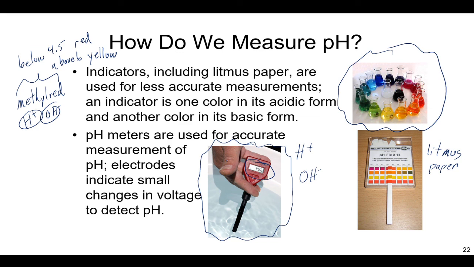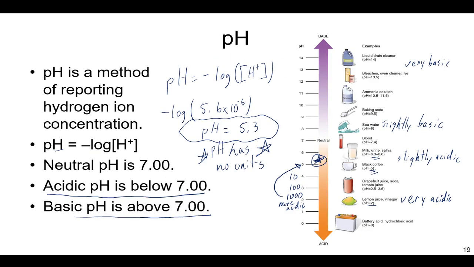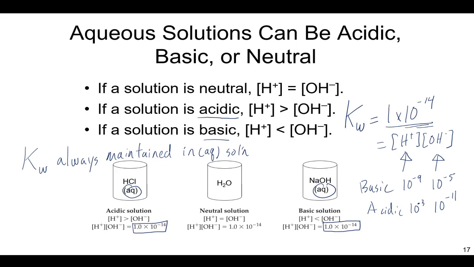Okay, so that's a background of what pH is, how we measure it, the relationship between pH and pOH, okay, and then general acids, bases, and neutral solutions overall. In future lectures, we'll get into strong acids and strong bases and start to differentiate them from weak acids and weak bases as we move eventually towards titrations.